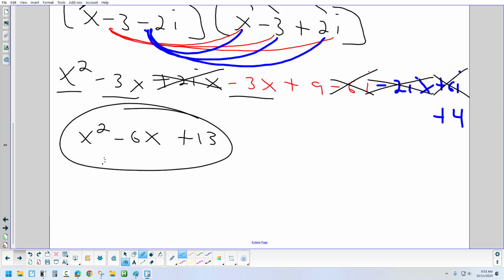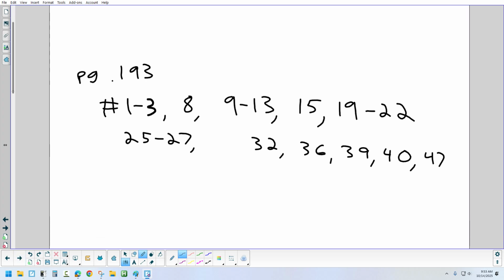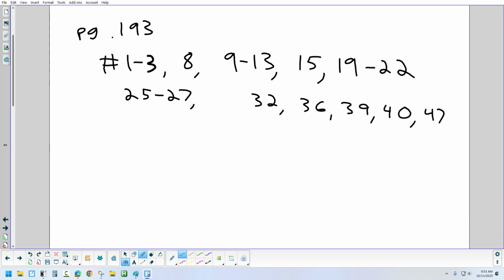Okay, so that is 3.5. That's homework tonight on 3.5. We'll go over that tomorrow, and I think tomorrow we're going to be finishing up chapter 3. So we'll be done with that.